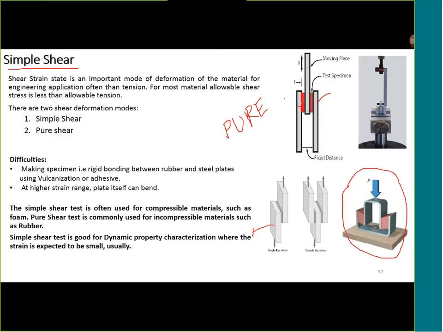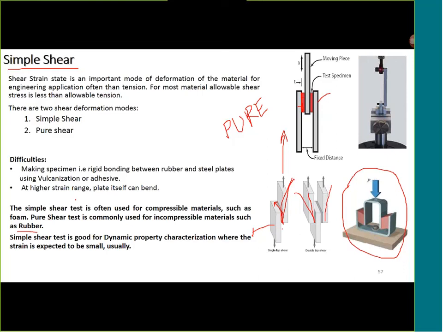And the second reason is that as this displacement goes up, this rubber will become harder and harder, so that the plate itself can start bending. The plate starts bending as you are imposing very large deformation, because the rubber is expected to undergo very large deformation, something like 100%, 200%. Then this plate itself will start bending like this. Then also it is not possible to achieve the pure shear state. So this is not used commonly for rubber.